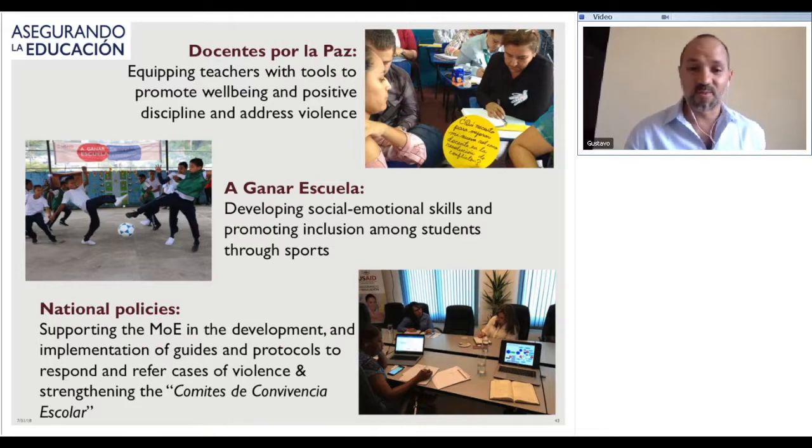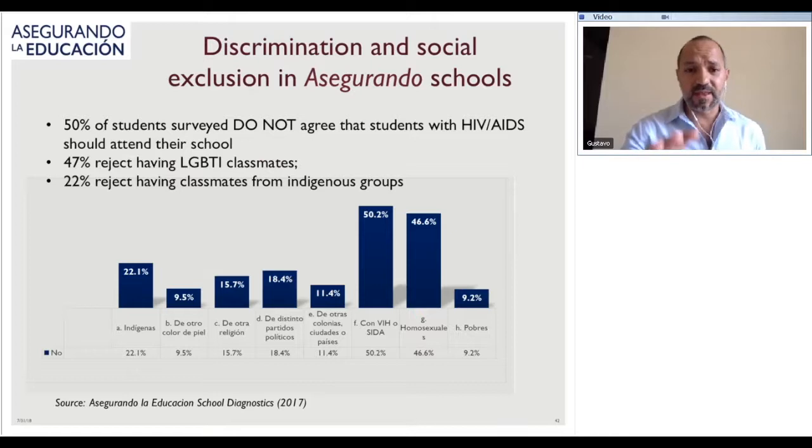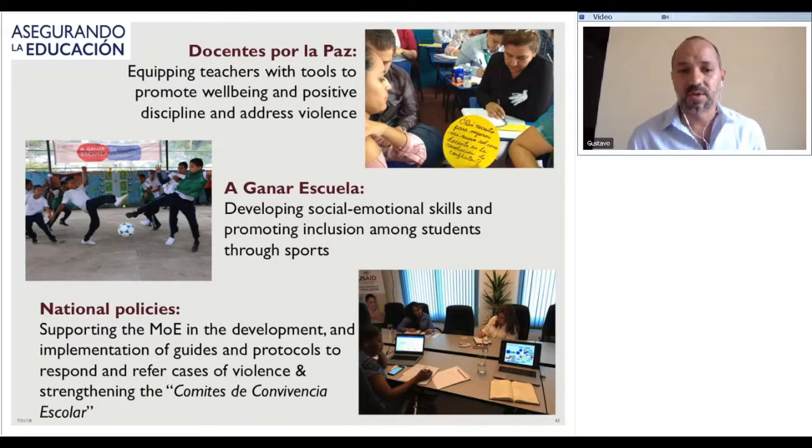If I may take 1 minute. With this slide, I just want to point out the very high levels of discrimination. 50% of students do not agree that students with HIV/AIDS should attend their school. 47% reject having LGBTI classmates, and 22% reject having classmates from ethnic groups.